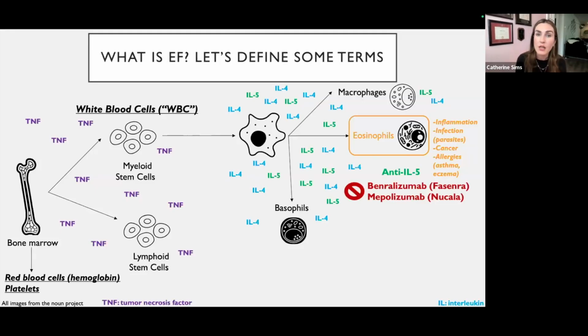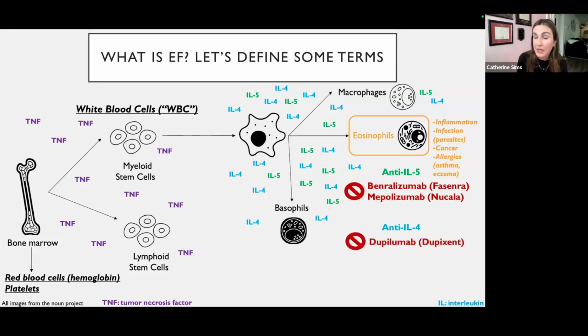So one way that we will suppress these inflammatory cell communicators is through Fasenra and Nucala. So these are interleukin inhibitors. That's what IL stands for. And there's dozens of interleukins. But in the case of EF, we feel that IL-5, interleukin 5, and interleukin 4 seem to drive a lot of the disease process in EF.